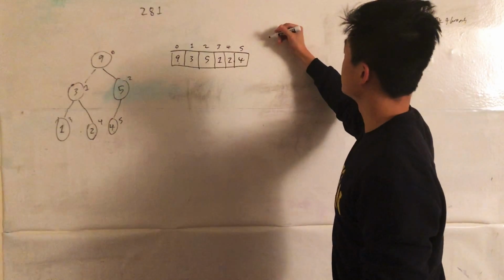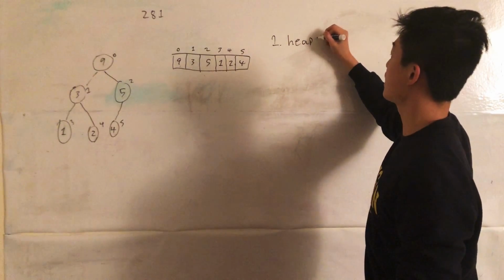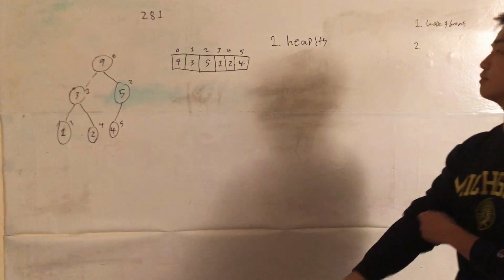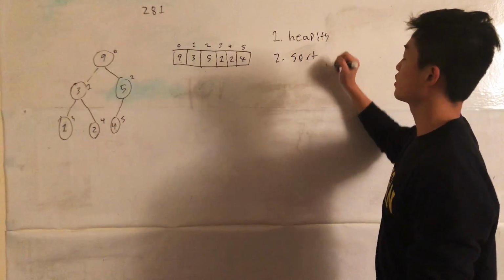The first step in heap sort is to heapify. So essentially to create a heap invariant. And then the second step is to perform the sorting algorithm.